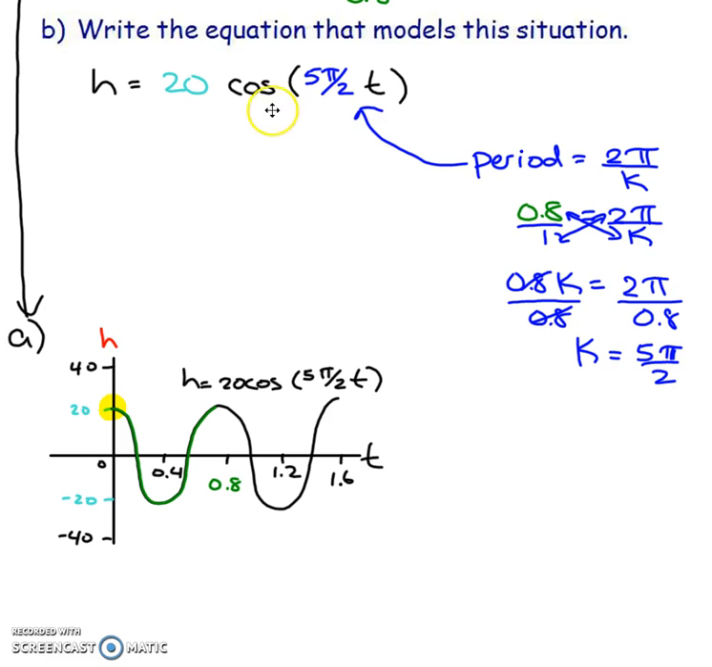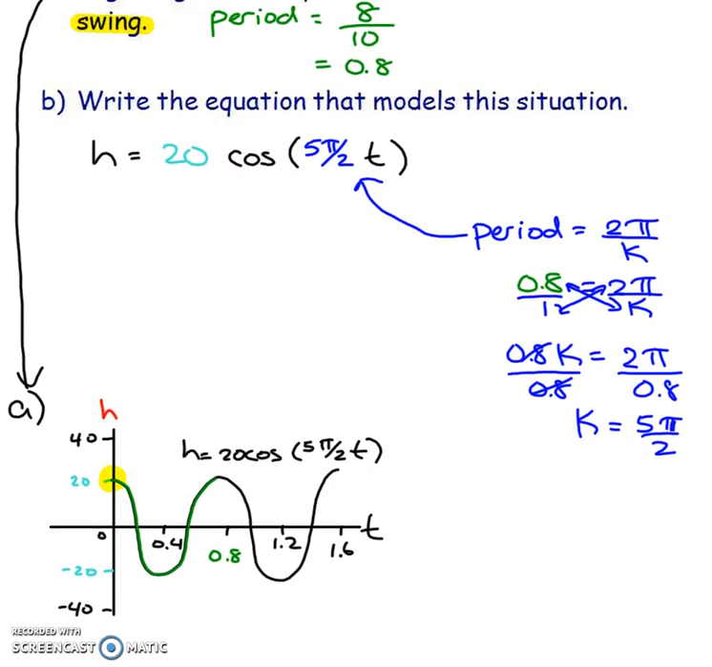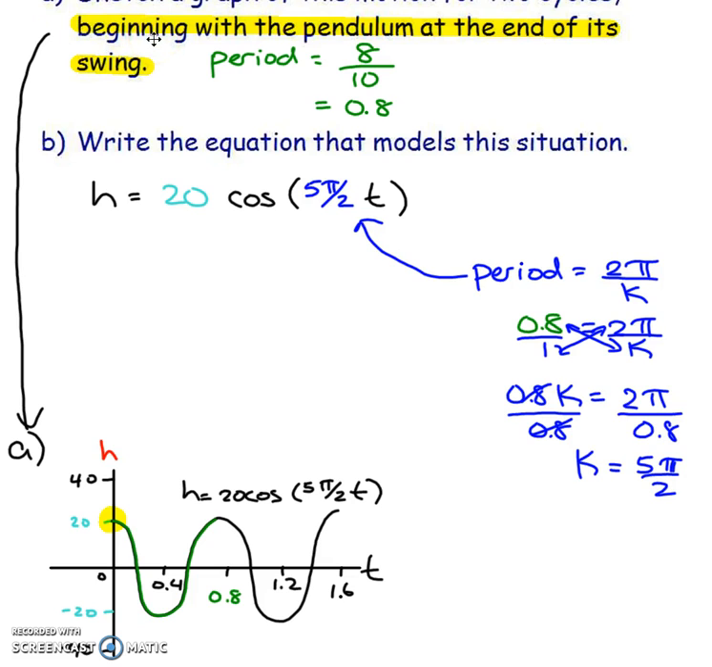Okay, now I knew it was a cos because it started up here. They had mentioned in A that the beginning of the pendulum is at the end of its swing. So in other words, it's not starting from the middle, it's starting all the way at one end and then going towards the other. So this is one of the possible equations that you could have, but you could have also started at this end of the pendulum and then swung it this way instead, which means that you would have a negative 20 cos 5 pi over 2 t graph.